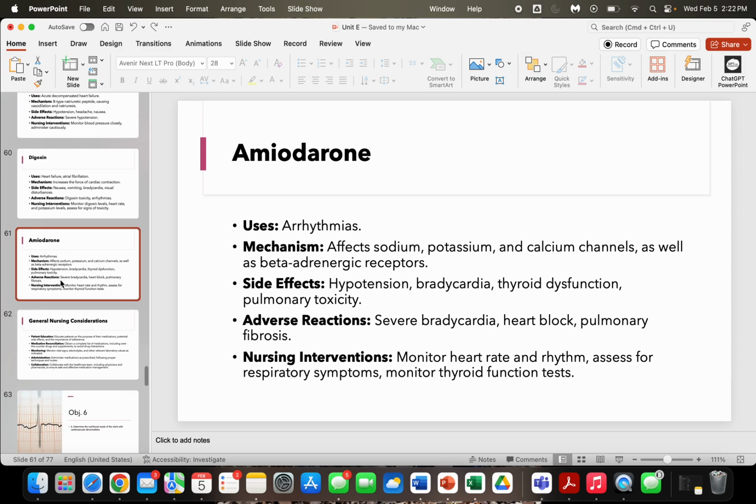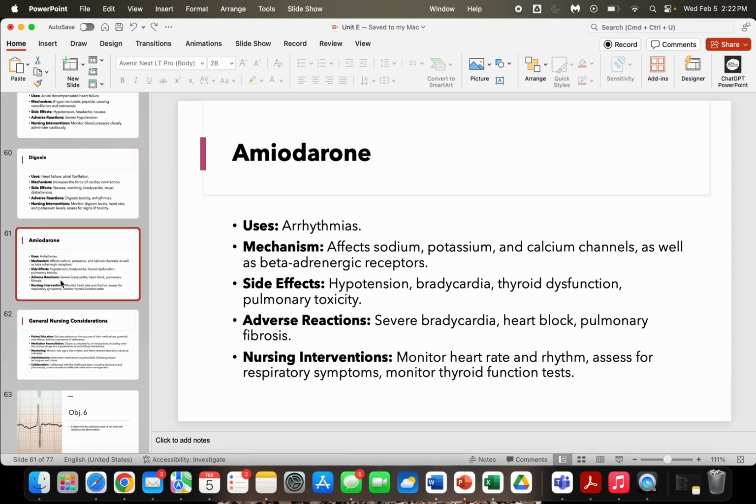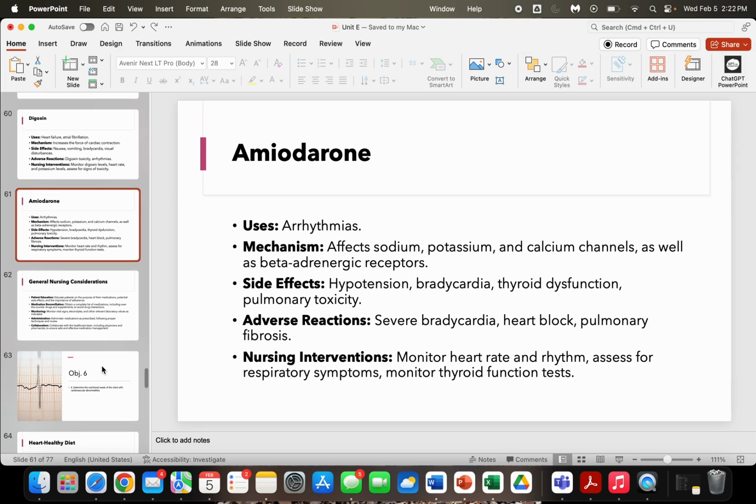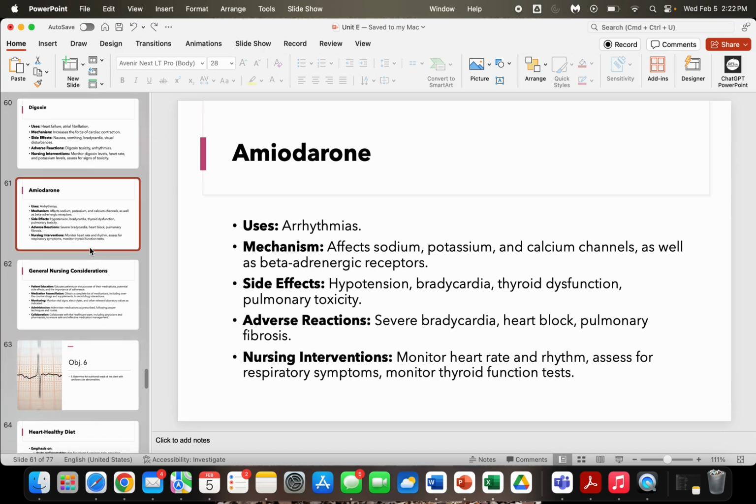Amiodarone is an antiarrhythmic or antidysrhythmic. It treats arrhythmias. It can affect sodium, potassium, and calcium channels. Can cause hypotension if we're not careful. Bradycardia, heart blocks. I use amiodarone very frequently for AFib, but they do use it in heart failure some.